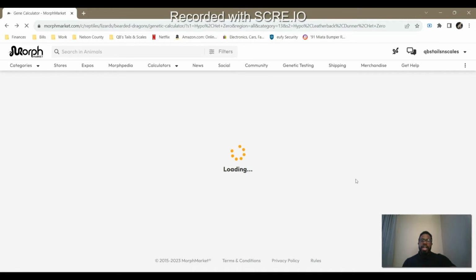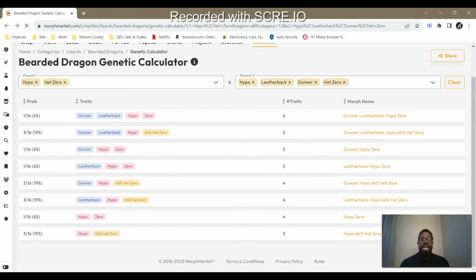And that's 1 out of 8 babies is going to be hypo zero. On average, every female is going to lay about 20 eggs. So you at least get 2 hypo zeros, 2 leatherback hypo zeros, 2 hypo dunner zeros, and then 2 hypo leatherback dunner zeros. So we're going to keep going. So you're already at $800 just off the zeros because you're getting 2 of them.